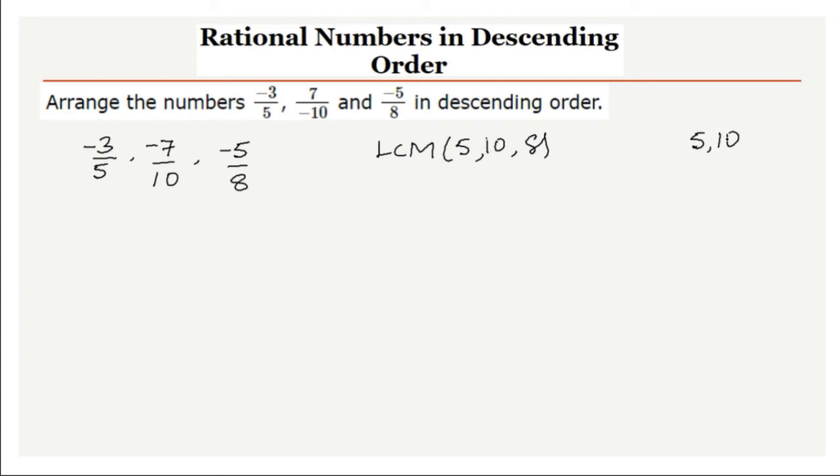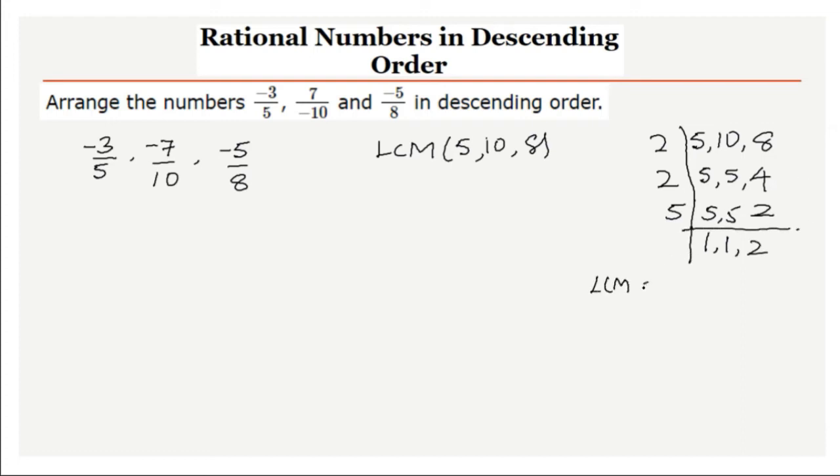5, 10 and 8. Divide by 2. 2 fives are 10, 2 fours are 8. Further divide by 2. Now divide by 5. Now the LCM is 2 multiplied by 2 multiplied by 5 multiplied by 2, which is 40.